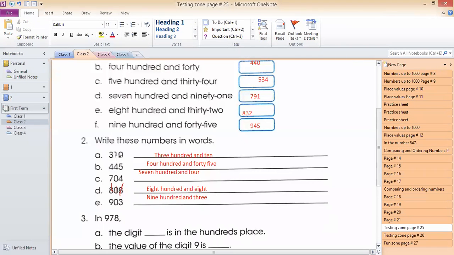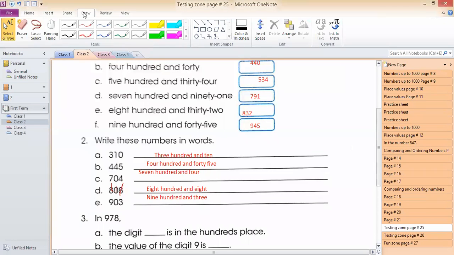Check answers, guys. 310, 445, 704, 808, 903. Are they correct? Yes, sir. Very good, very good. So we finished question number 1, question number 2 of page number 25.